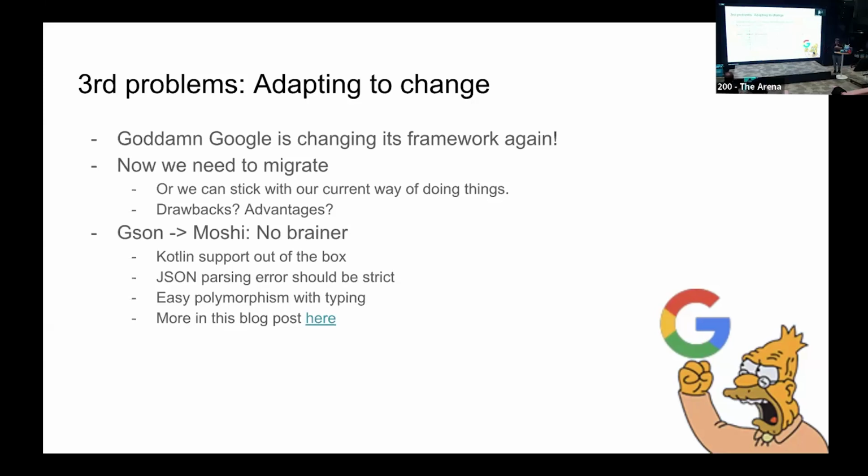There's also easy polymorphism with typing, which means that if you have a type field in your JSONs, it will be cast automatically to the Kotlin objects that you want to use. Very, very handy thing. So this is a no-brainer when we do the migration. It's almost like a single change in the code base. It wasn't complex. But what if you have more migrations?